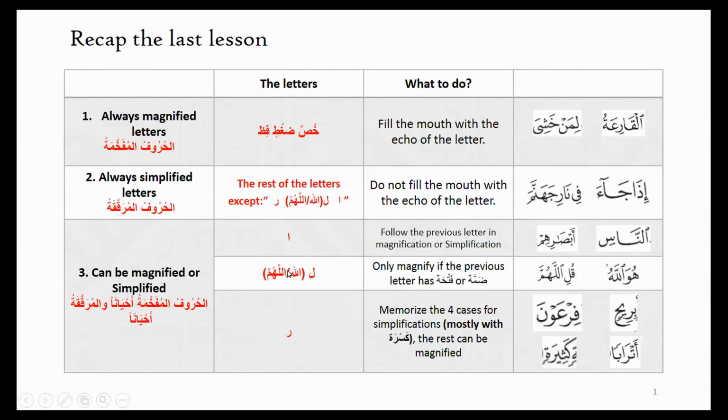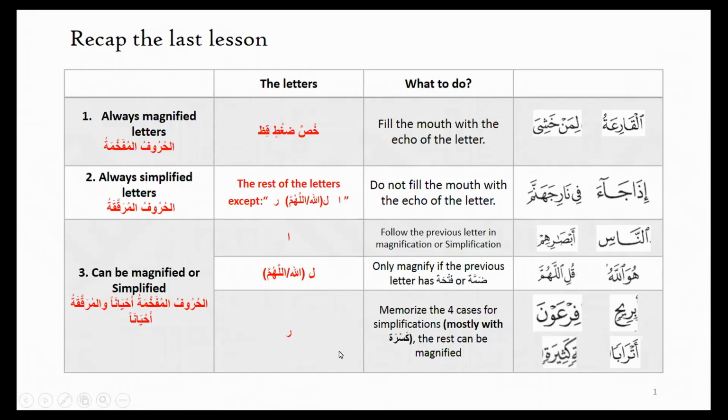With lam in Allah and Allahumma, lam in any other case is muraqqaqa, so it's here. But in Allah and Allahumma, we only magnify the lam if the previous letter has fatha or dhamma. Like here, huwa Allah, because before it is fatha. But here, qulillahumma, the lam here will be muraqqaqa, because here is kasra.